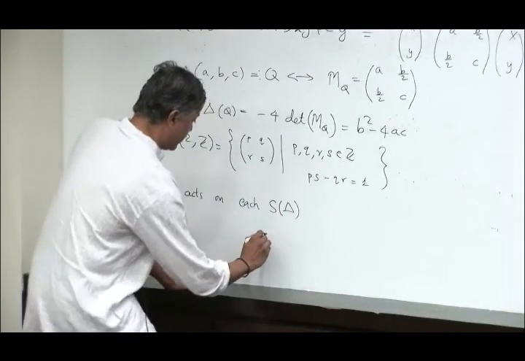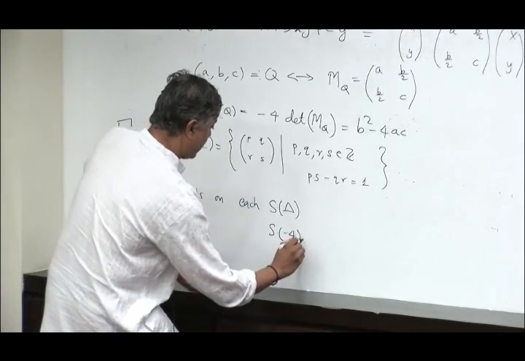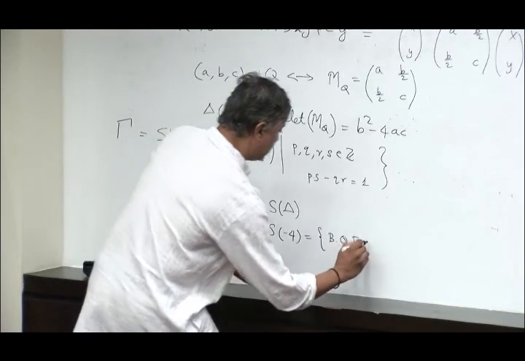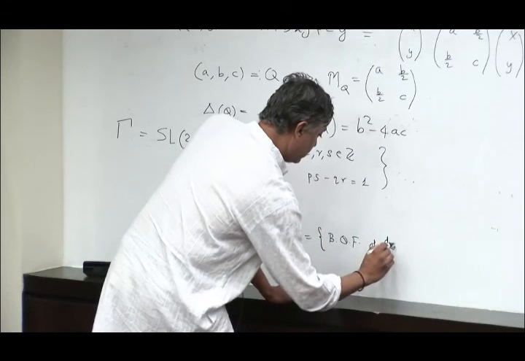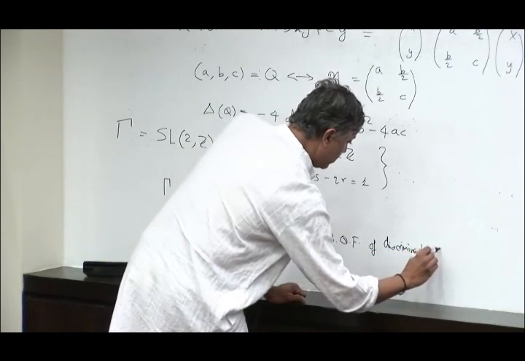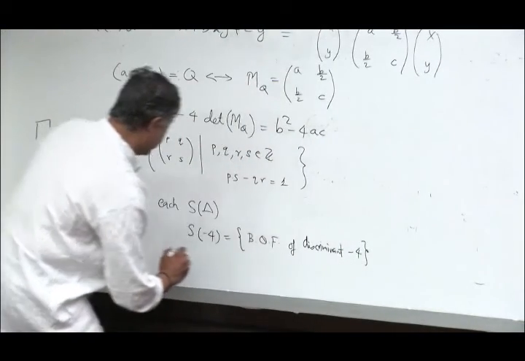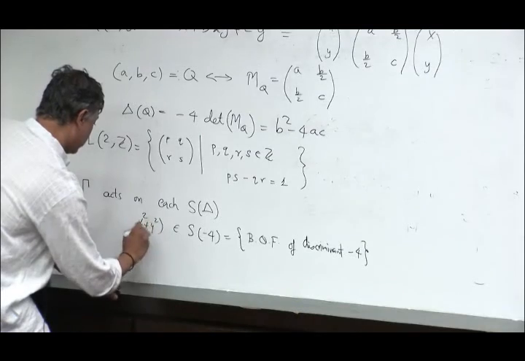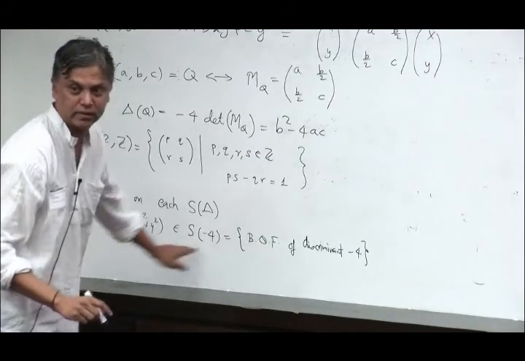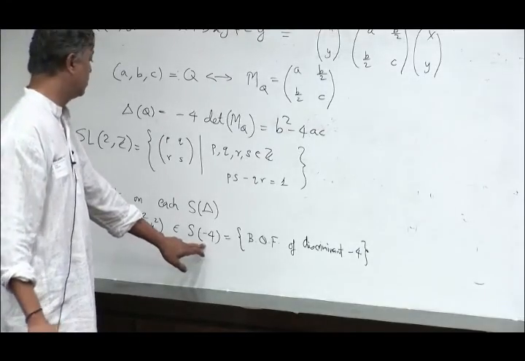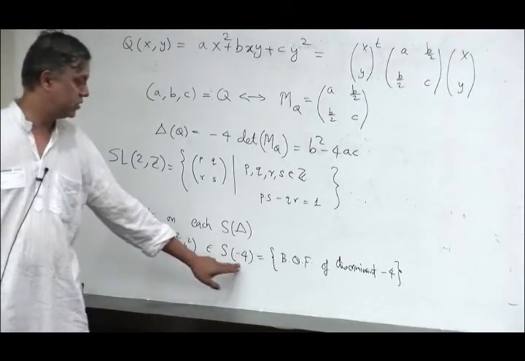Hence, let's take S minus 4, which is the same as binary quadratic forms of discriminant minus 4. Remember that this includes x square plus y square. This is not a good way of writing it, but anyway. So this includes that, and I'm saying gamma acts on this.